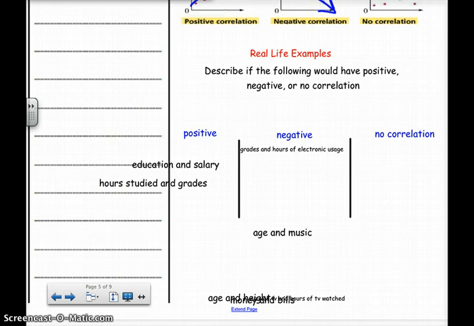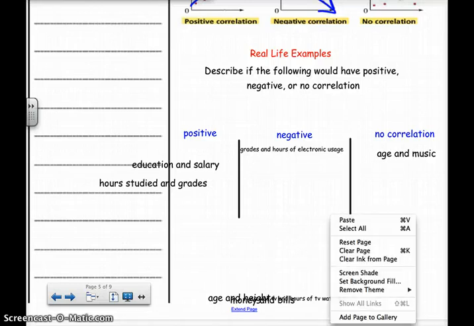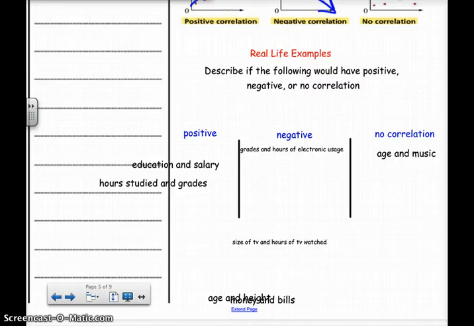The age you are and the amount of music you have. Okay. Could go multiple ways. We'll just go with no. The size of your TV and the amount of TV you watch.